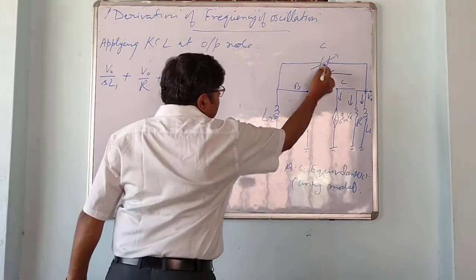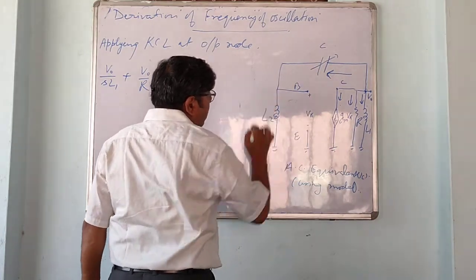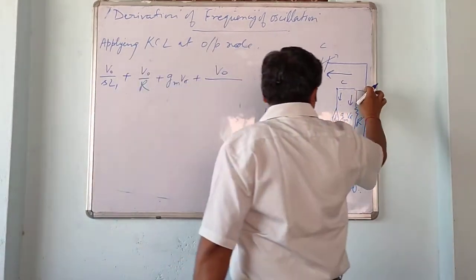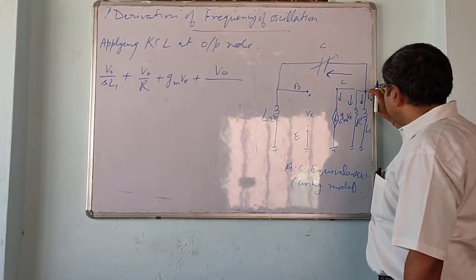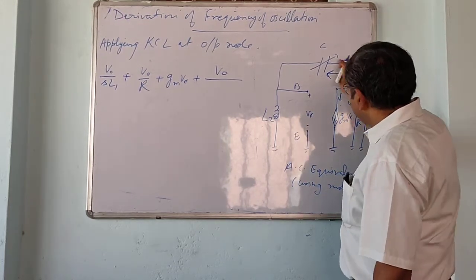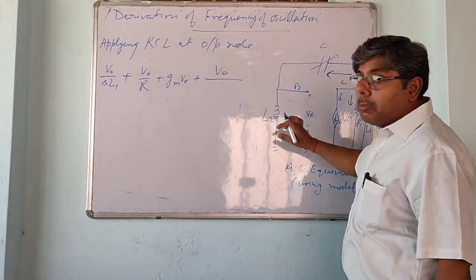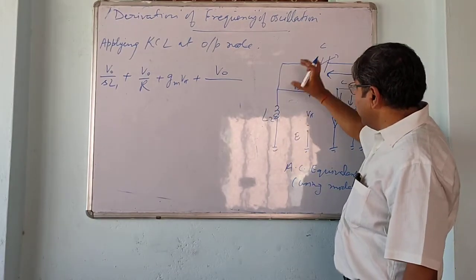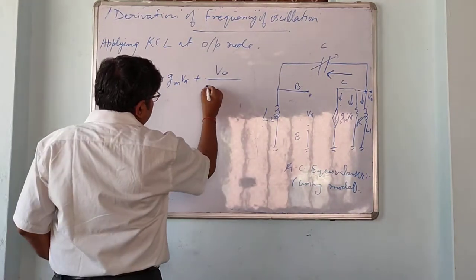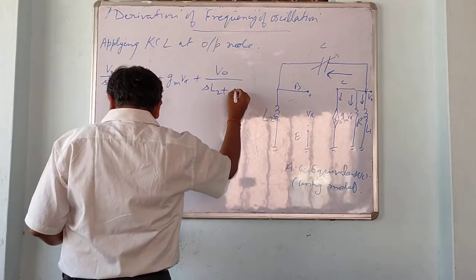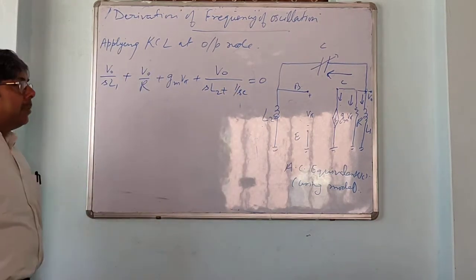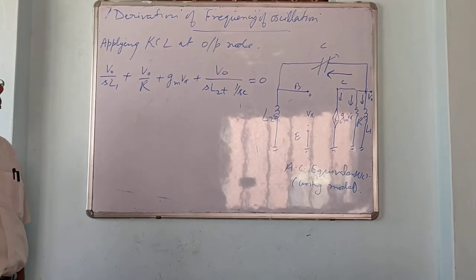The total impedance in this branch is the combination of these two, L2 and C. So we can write V naught upon the total drop. V naught means the drop between output node and emitter, which is grounded. This total drop is the combination of two drops, drop across C and drop across L2. So now you can write this as SL2 plus 1 upon SC, and the algebraic sum of currents equals 0.